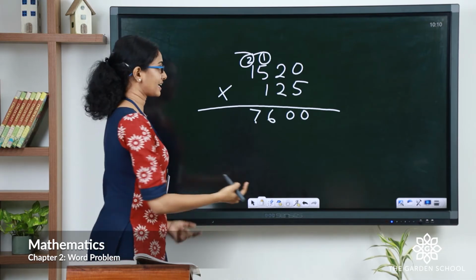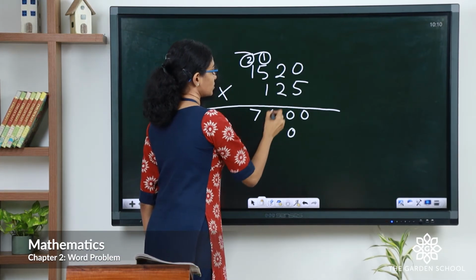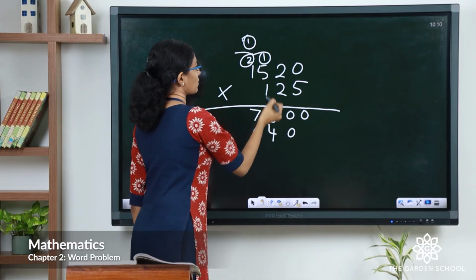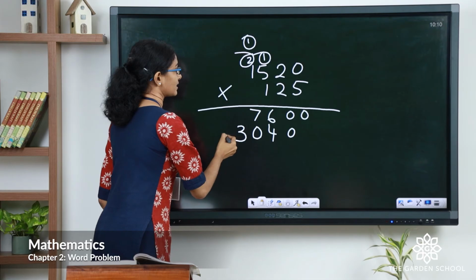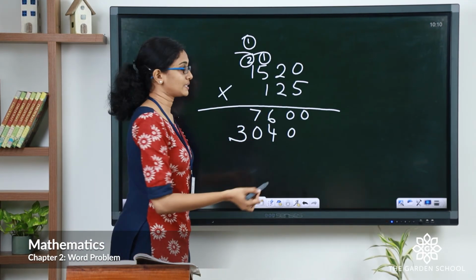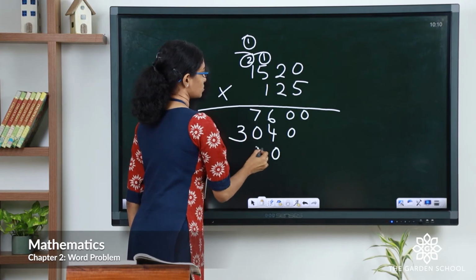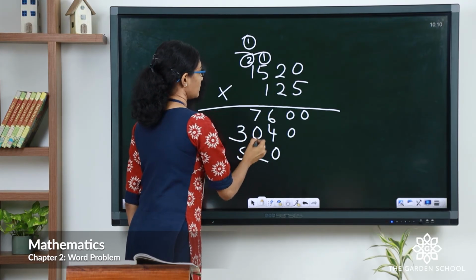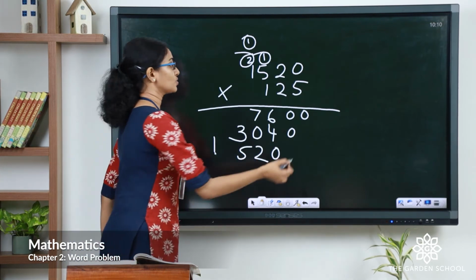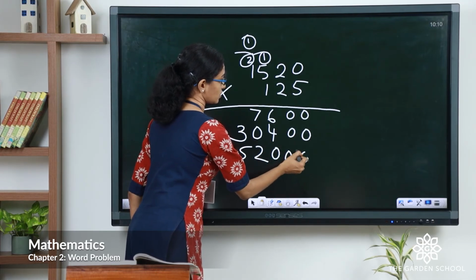Now let's take the second one, or the tens digit. 2 into 0, it is 0. 2 into 2, it is 4. 2 into 5, 10. Carry over 1. 2 into 1, 2. Plus 1, it is 3. Now let's do the multiplication with the hundreds digit of the multiplier. Now 1 into 0, 0. 1 into 2 is 2. 1 into 5, it is 5. And 1 into 1, it is 1. Now let's insert zeros to make the places. So 0 in the ones place, and here 0 in the tens and 0 in the ones.